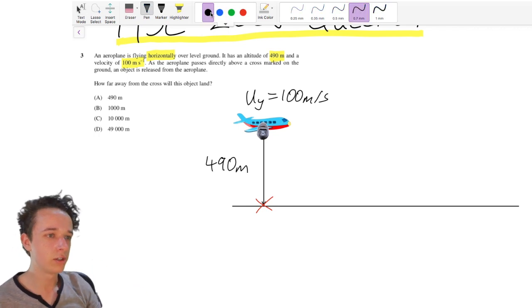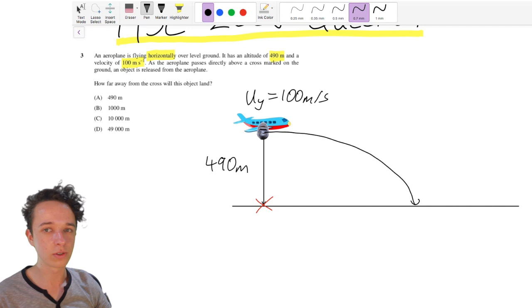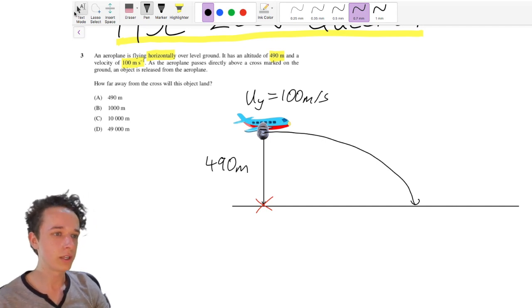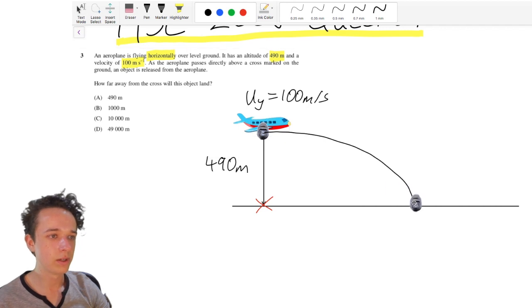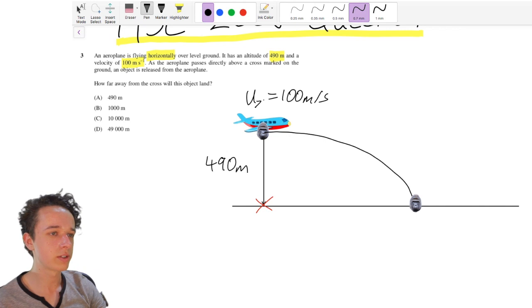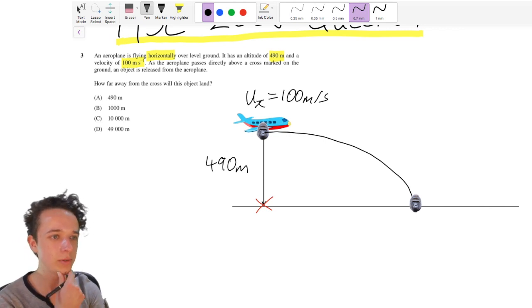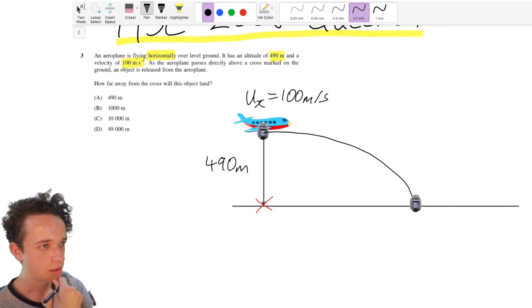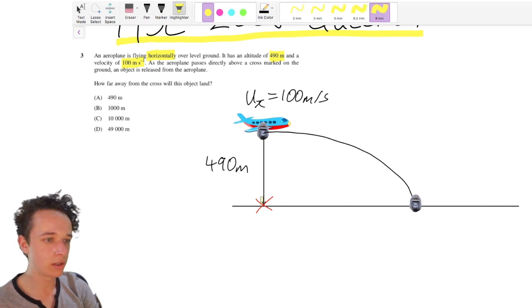So Harambe's head is going to travel in a parabolic path as it's released from the airplane. And this is basically just a horizontal range question in disguise, right? I'm just going to get another copy of his head and put it here. So this here is the initial position and this here is the final position. And I just realized that's not uy, that is ux. So the initial velocity in the x direction is 100 meters per second. How far away from the cross will this object land? Well, we're trying to find the range here.